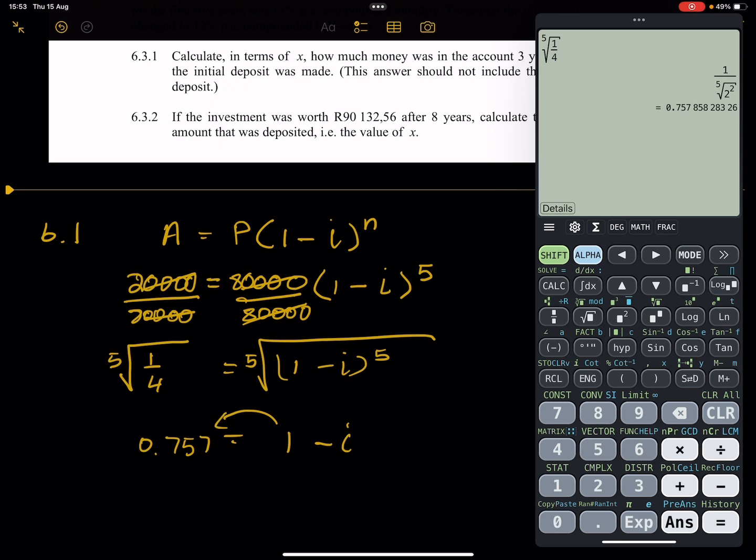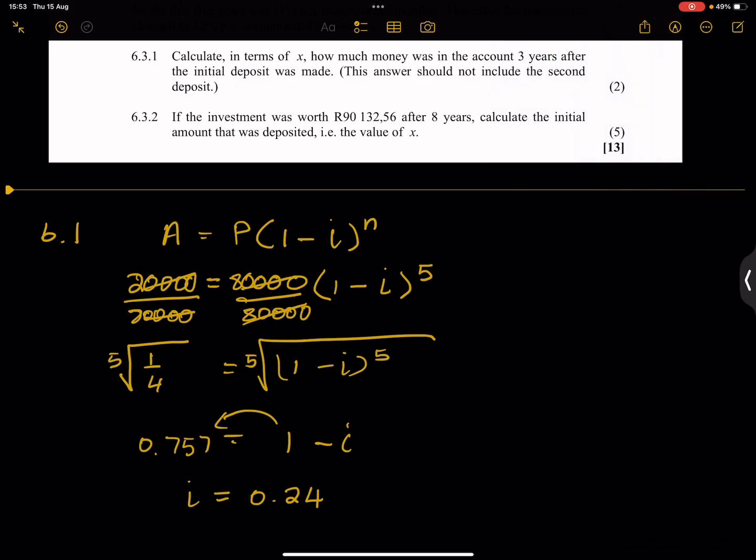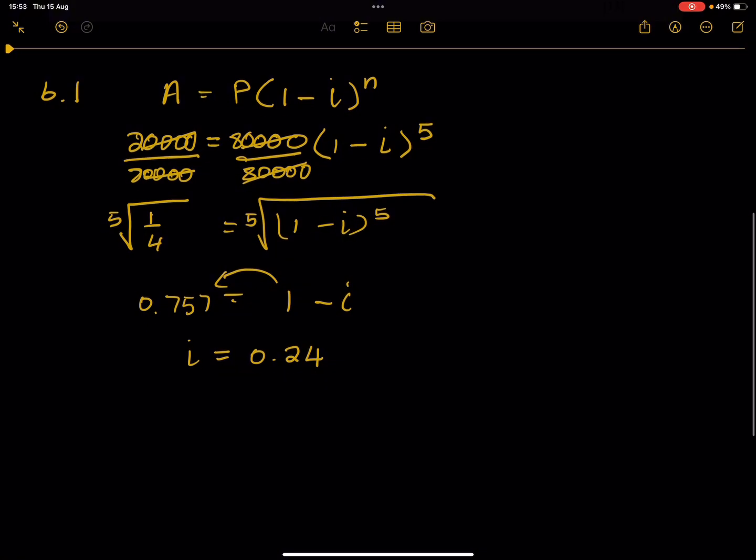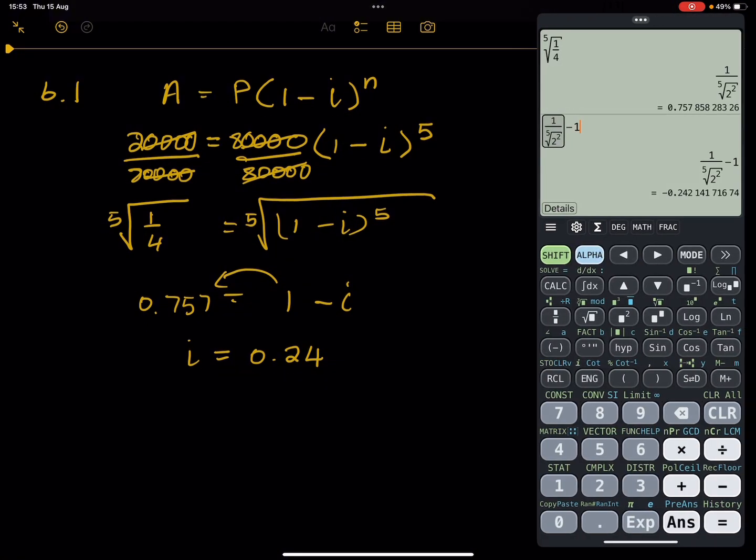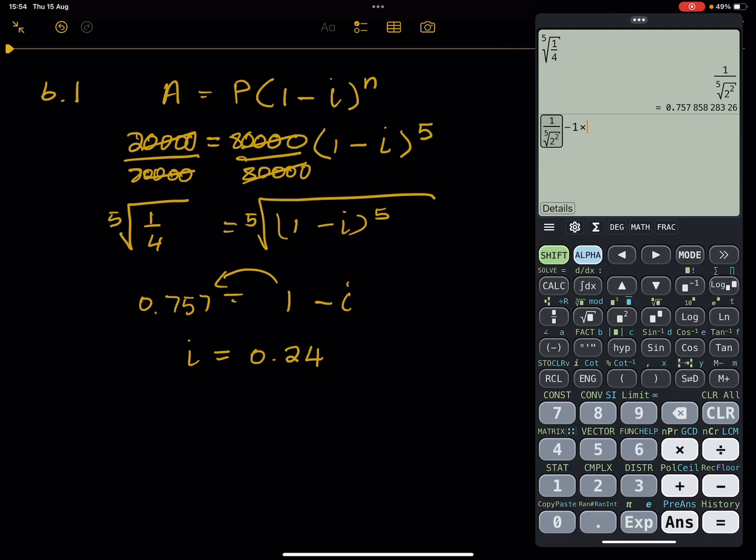Okay, but remember, I still need to transpose the 1. In this case, I will say that value minus the 1, right? So that answer, I'm going to subtract 1 from it. So what do I get? Right, so that would be i is equal to 0.24. Okay, so that is my annual interest rate. So if I need to get that in percentage form, remember that I just need to multiply by 100, right? So I'm just going to multiply by -1 there. Okay, I did something incorrect.